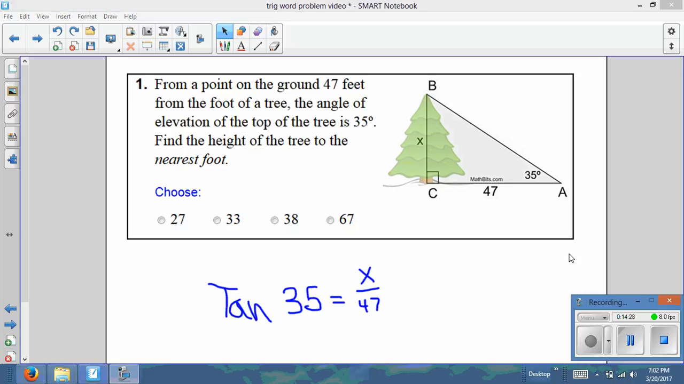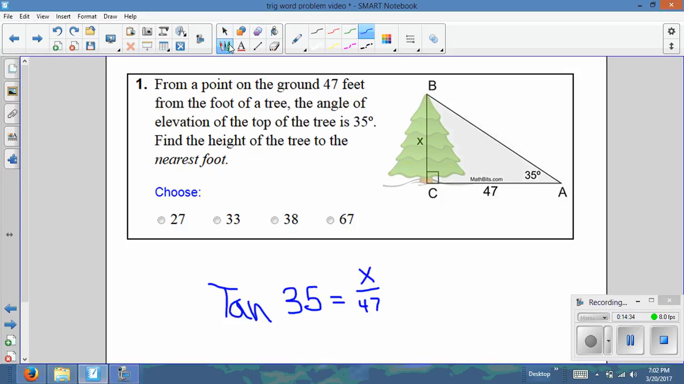Okay, I'm back. I did my math. I used that equation. My math came out to be 32.9, but it did say to the nearest foot. So I'm picking, if this was the second option, I guess that would be B. All right, so on to the next one.